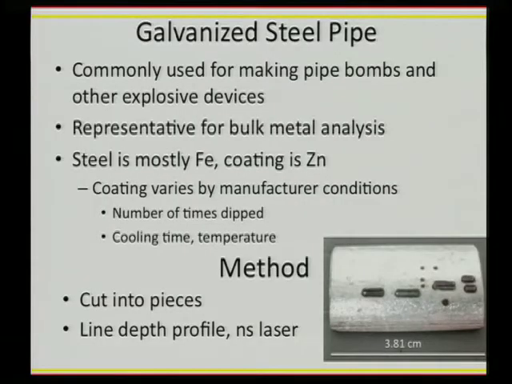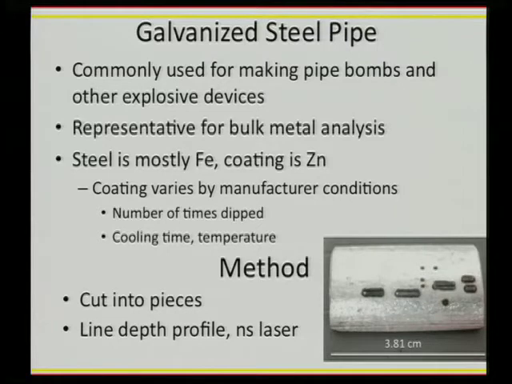And so we also have just dabbled a little bit in galvanized steel pipe. Again, this can be used for making a bomb. I understand that PVC pipe is more common, but we also wanted this to be a representative material for bulk metal analysis. So this steel is actually mostly iron, and the coating is a zinc coating on top.